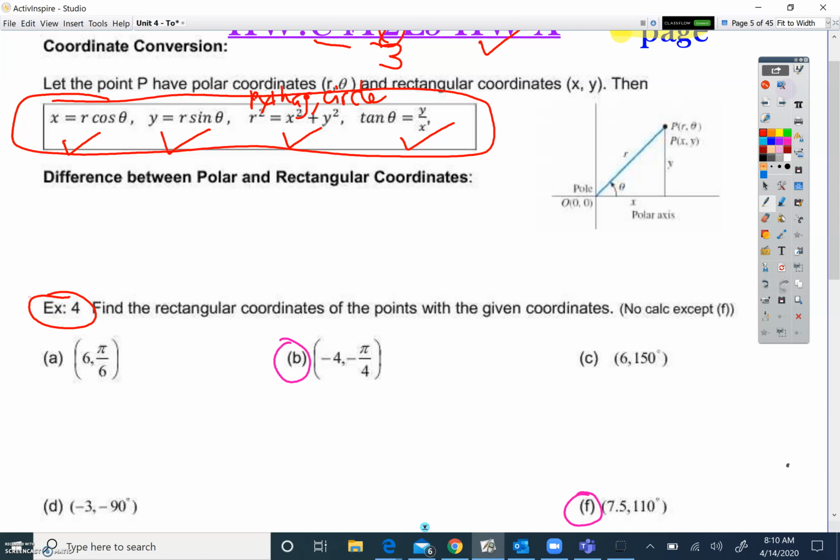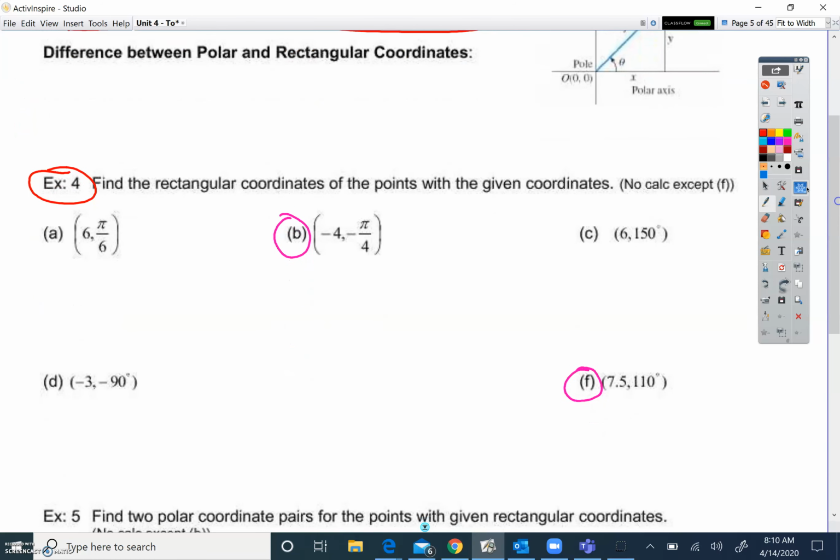I'm going to do 1 in radians and 1 in degrees. For our first example, B, I'm going to draw the polar coordinates here. If it's -4, that means there are 4 rings around the origin. And when you are graphing these, you're always going to be starting with the angle. That angle is going to be in quadrant 4, negative pi over 4.